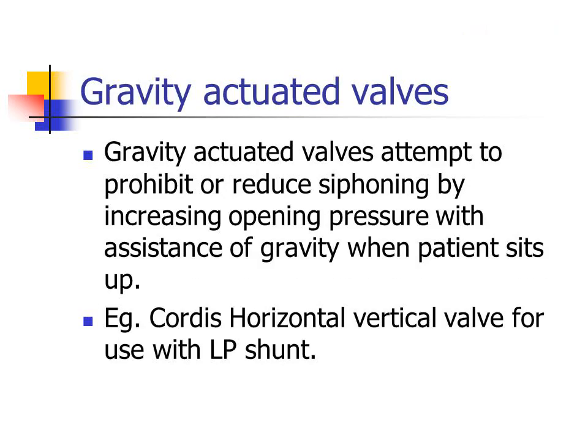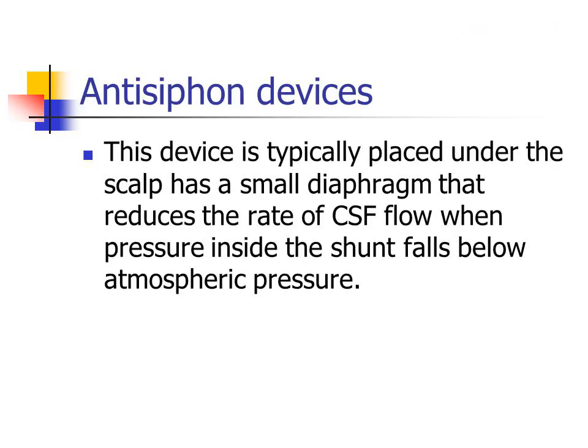Gravity-actuated valves. Gravity-actuated valves attempt to prohibit or reduce siphoning by increasing opening pressure with the assistance of gravity when the patient sits up. E.g. the Cordis horizontal-vertical valve for use with LP shunt, anti-siphon devices. This device is typically placed under the scalp and has a small diaphragm that reduces the rate of CSF flow when pressure inside the shunt falls below atmospheric pressure.